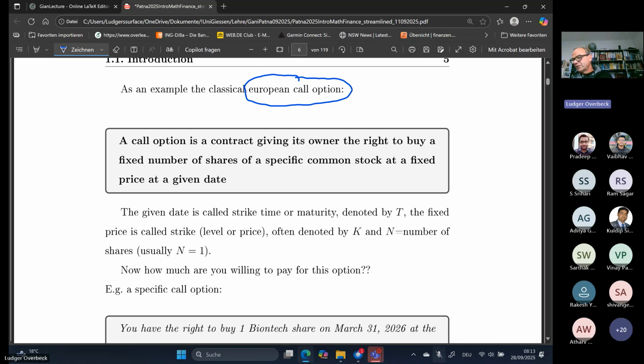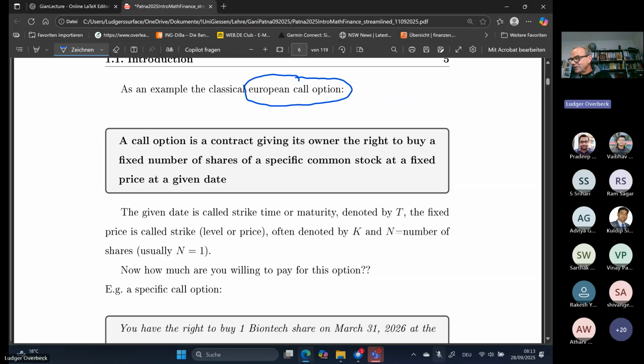Usually the given date is called the strike time or maturity. That's denoted by capital T. The fixed price where you can buy the stock is called the strike level or strike price, and that's usually denoted by K. And the third parameter in this contract is the number of shares, and usually we take N equals 1, assuming that if you buy 2, you pay double the price. So prices are linear functionals on outcomes.